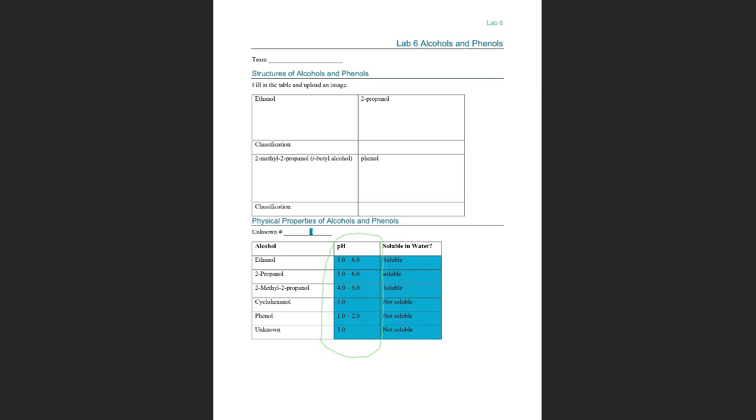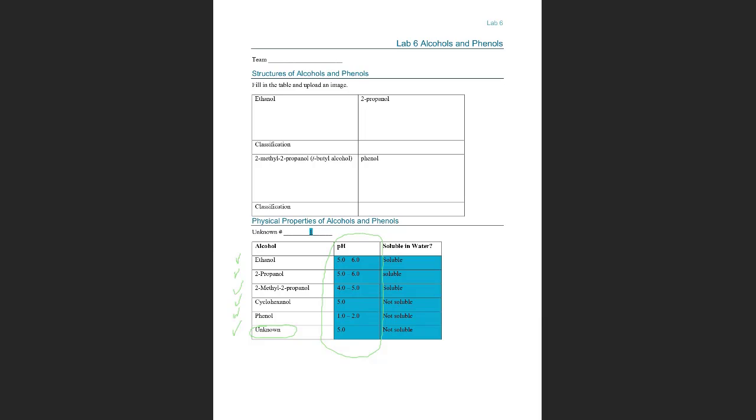You will add 10 drops of these 6 different alcohols: ethanol, 2-propanol, 2-methyl-2-propanol, cyclohexanol, phenol, and your unknown. You will have to identify the unknown by comparing it to the results of the other known alcohols. So you will add 10 drops of these 6 different alcohols and then test the pH with pH paper.